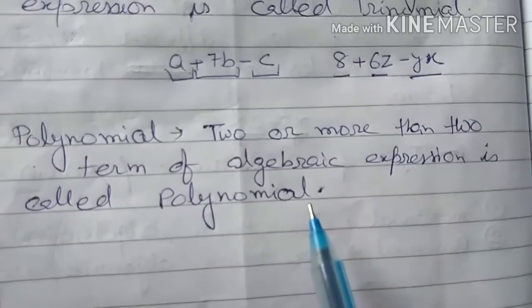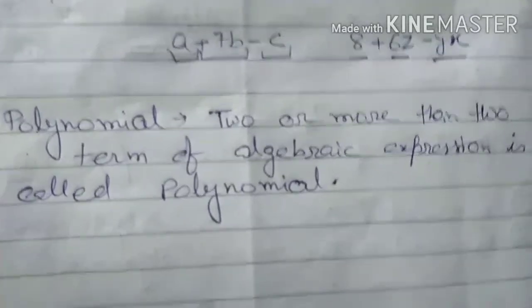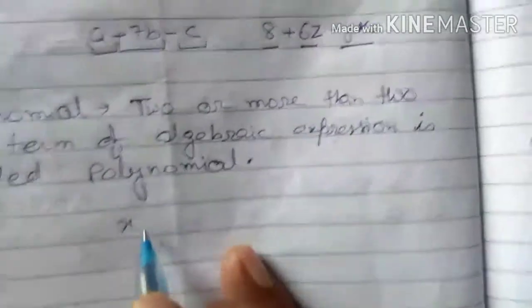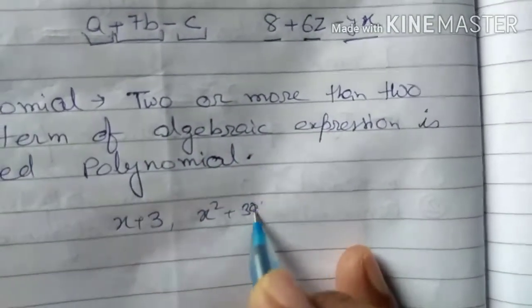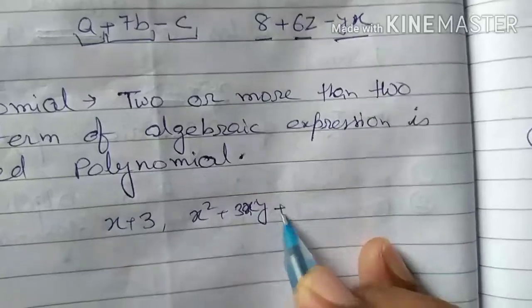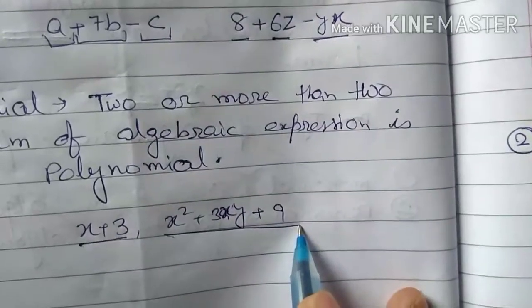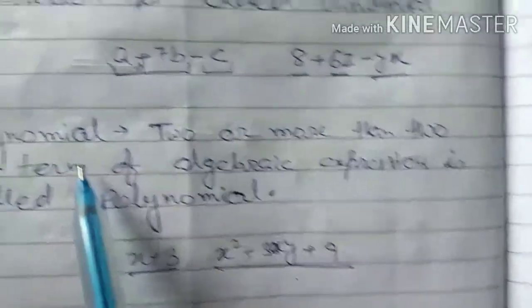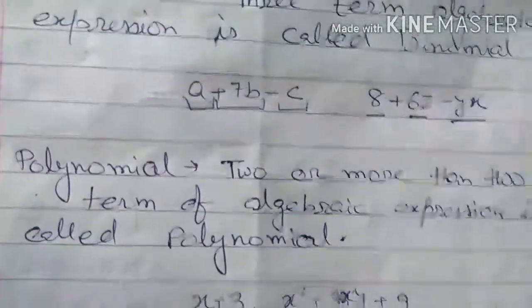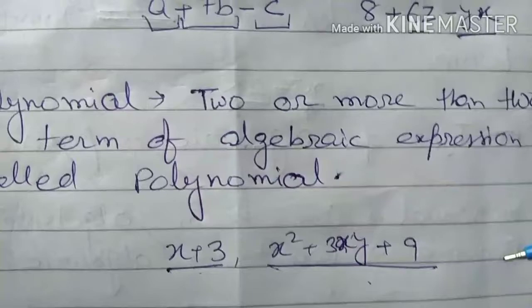Means except monomial, all are polynomials. So a binomial is also a polynomial and a trinomial is also a polynomial. Take 3x plus 3, x square plus 3a, 3xy plus 9. This is a binomial, this is a trinomial. So both of these are also polynomials. Okay, so we can finally say that any algebraic expression can be classified into monomial and polynomial.